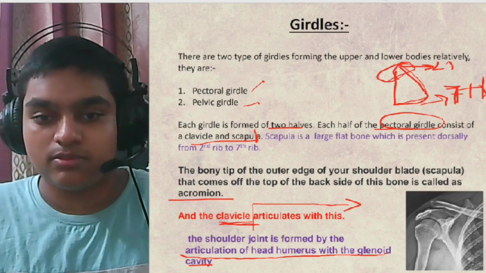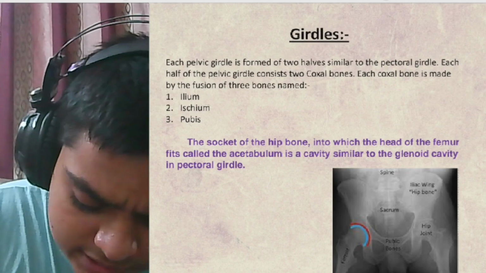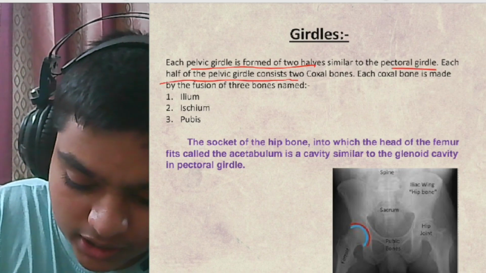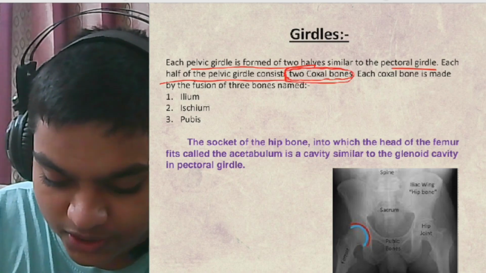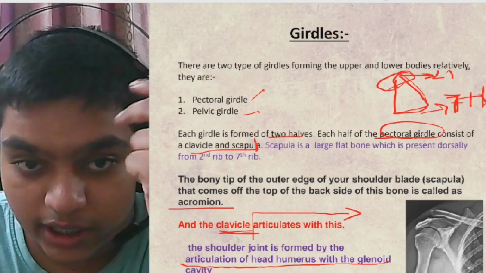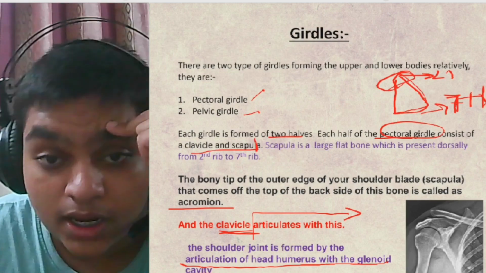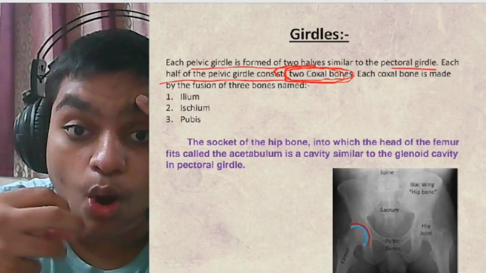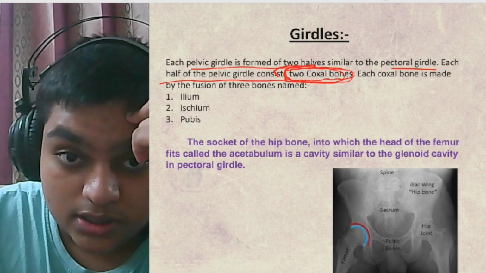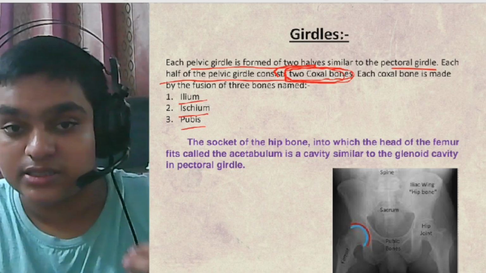Completed pectoral girdle. Moving on to pelvic girdle. Pelvic girdle also, let's finish it fast. Similarly, each pelvic girdle is made up of two halves, similar to the pectoral girdle. Each half of the pelvic girdle consists of coxal bones. When you come to the pectoral girdle, each half is made up of a clavicle and scapula, but here there are coxal bones. These coxal bones are formed by the fusion of three bones.